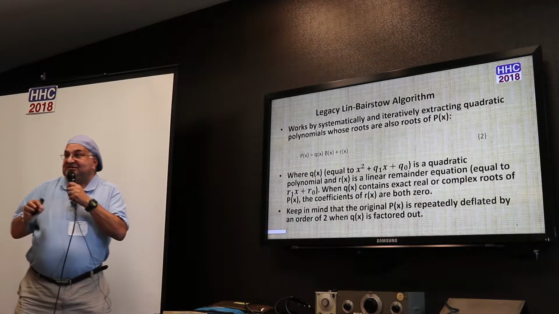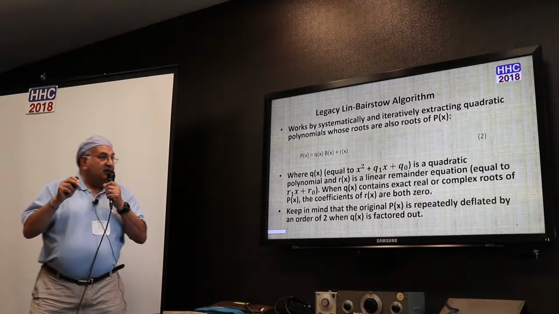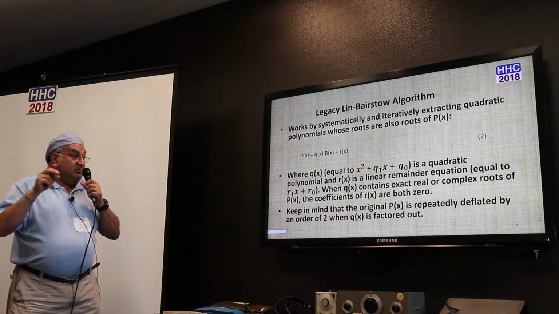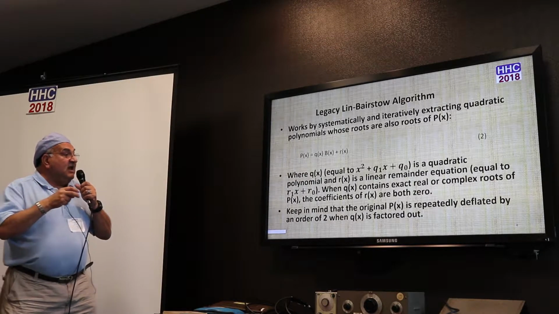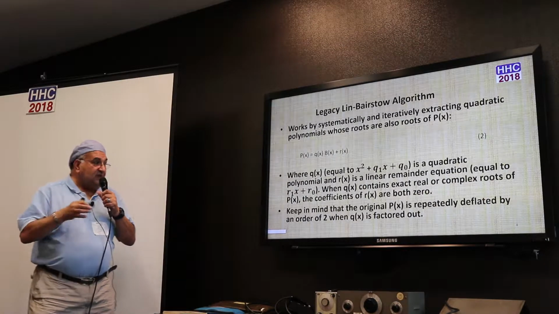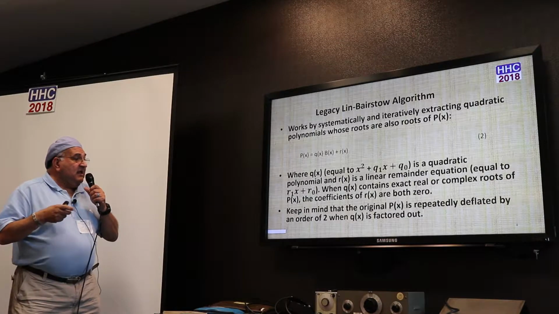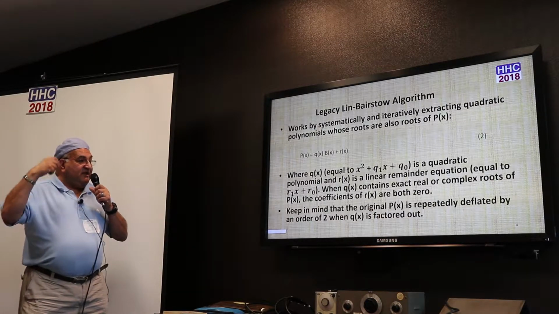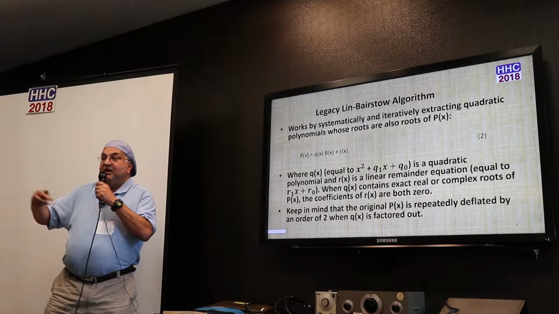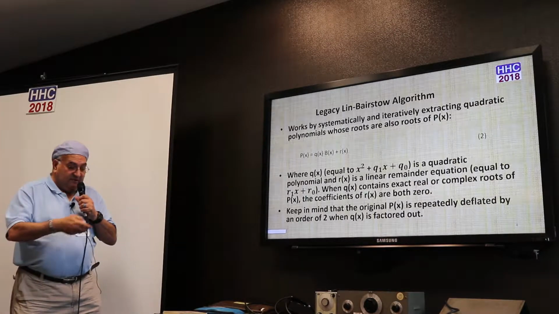And when q of x is exact, when it has the exact roots, real or complex, of p of x, the coefficients of r of x are both 0, because there's no remainder. Now keep in mind that the original p of x, the polynomial, is repeatedly deflated by an order of 2 every time.